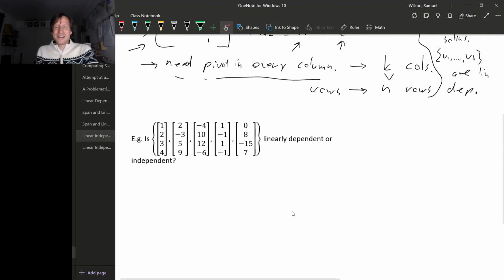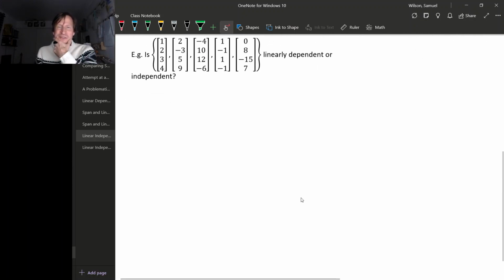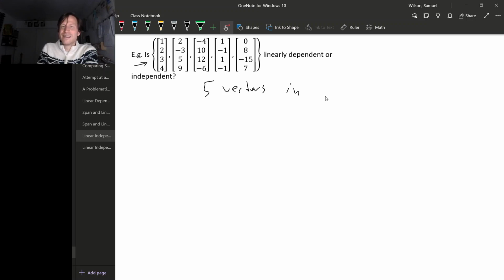Just as a quick example of using this, is this big collection of vectors linearly dependent or independent? Analyzing this by solving some system of linear equations or row reducing some matrix would be a lot of work, because these are very big vectors and there are lots of them. But on the other hand, we have 5 vectors. They're in R4 because they each have 4 entries, so we have more vectors than we have entries.